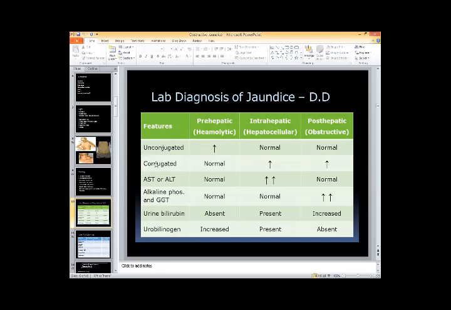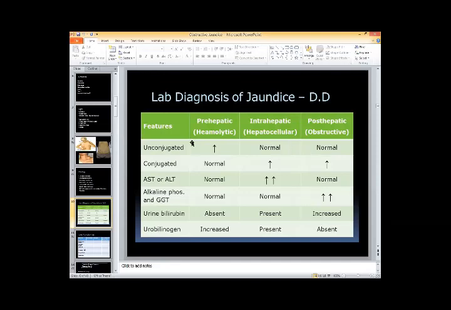Similarly, reverse is true for conjugated bilirubin. If you check the conjugated bilirubin, in pre-hepatic jaundice, conjugated bilirubin will be normal. Only unconjugated will be high. But in hepatic jaundice, conjugated bilirubin will be high, and in post-hepatic or obstructive jaundice, conjugated bilirubin will be very high. So with this you can easily tell whether jaundice is pre-hepatic or post-hepatic and intrahepatic. So there are two groups: pre-hepatic unconjugated high, and in other two unconjugated normal. So here you can easily tell which one is this.